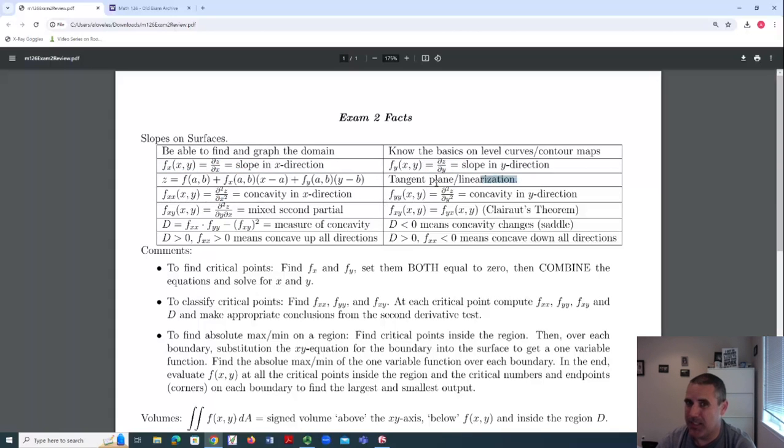I'm going to ask about a tangent plane or linearization. That's going to be page 1, somewhere on the test. You're going to have to compute second derivatives somewhere on the test.